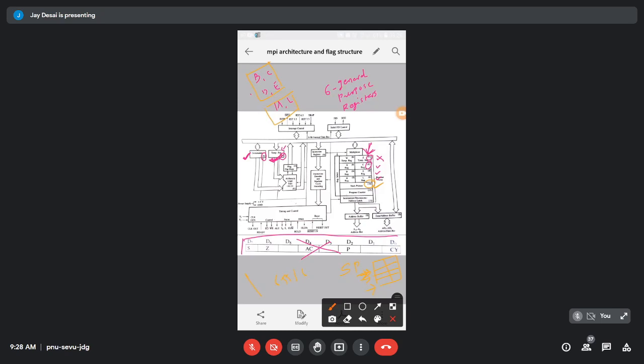A stack pointer is used to hold the address of the most recent stack entry.